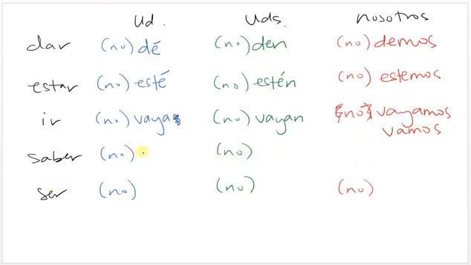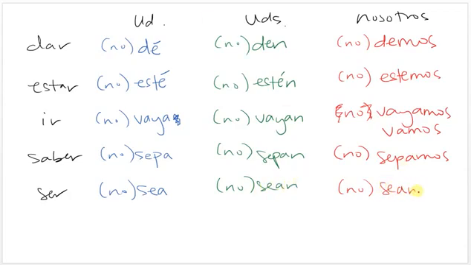For saber, again, it was a regular, remember the positive, or the tú form is sepas. So the usted form is going to be sepa. Ustedes sepan. Y nosotros sepamos or no sepamos. The last one is ser. Again, it's the same as in the tú form. So sea or no sea. Ustedes sean or no sean. Nosotros seamos or no seamos.